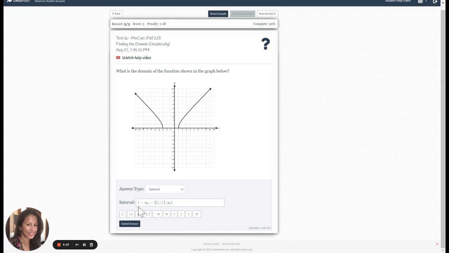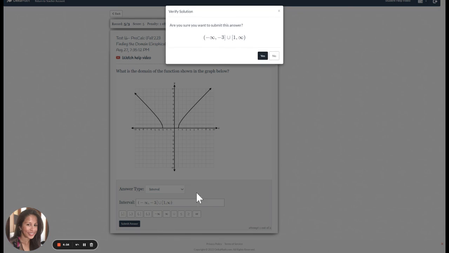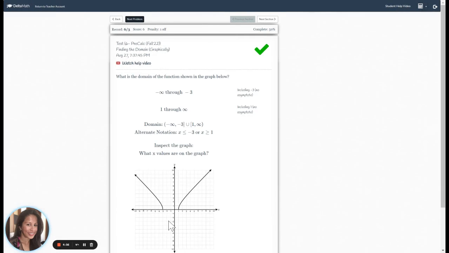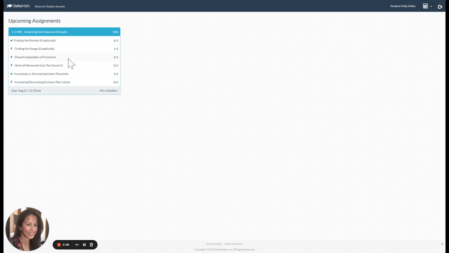So that's it. This interval notation says I'm using all the x values from the far left, going from -infinity all the way to -3. Then I'm going to skip the numbers between -3 and 1. I'm going to start at 1 and go all the way to the far right. And that's how you do domain. So let's go back here and let's do range.